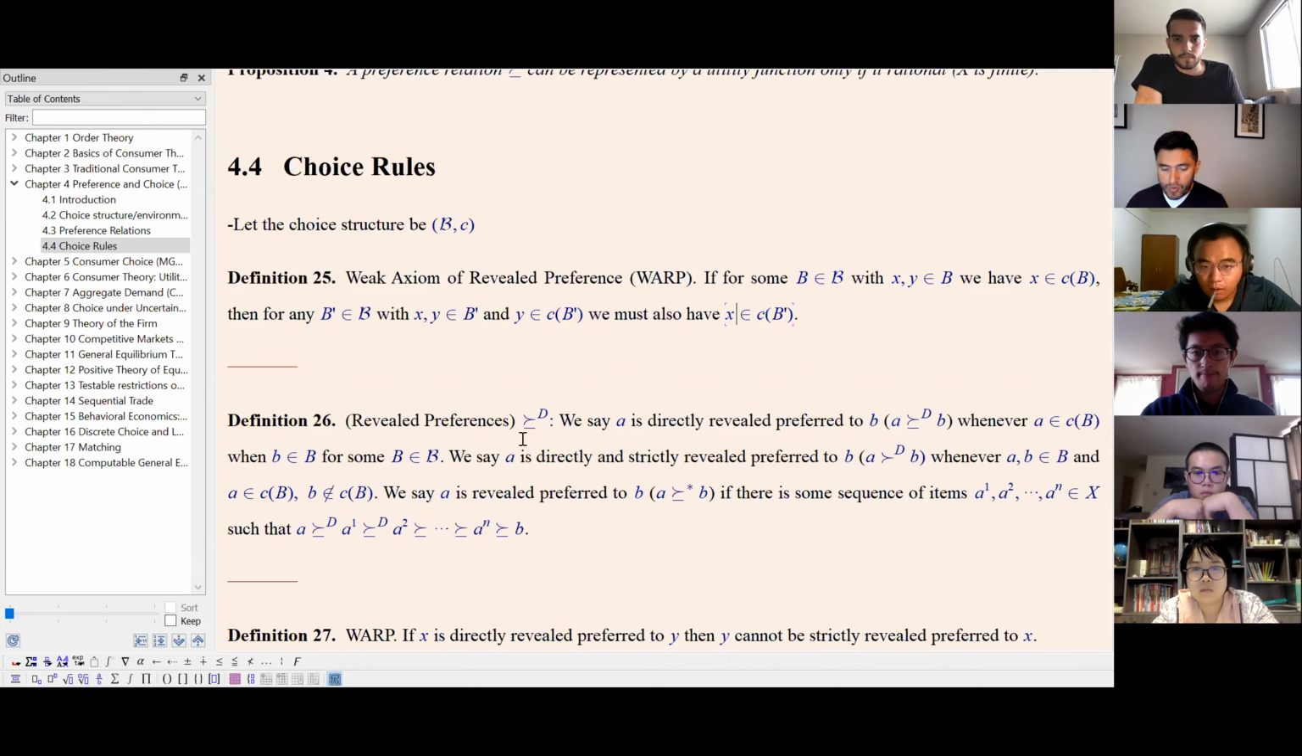The symbol here with a capital D on top is called a direct revealed preference relation, right? We say A is in a direct revealed preference relation to small v whenever A is in the choice correspondence of the menu capital V and small v is in that menu, capital V. So in words, very easy, right? If I observe in my experiment the subject choosing A whenever v is affordable to him or her, then he reveals to me directly that he likes A better than v. Do you agree?